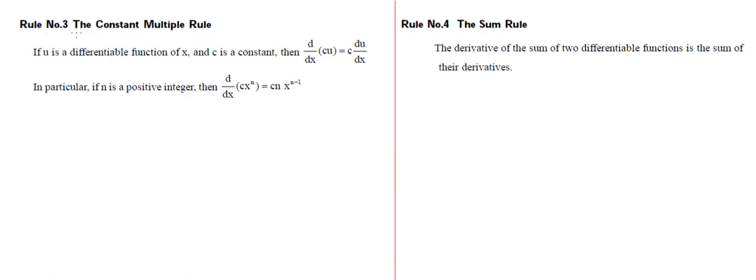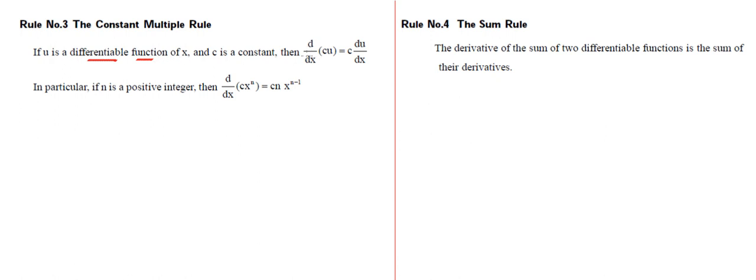Rule number 3, it says the constant multiple rule. So let's say u is a differentiable function. What does that mean? That means u can be differentiated. There are certain conditions for a function to be differentiable, and those conditions you will be learning in detail in the mathematics part. In physics we will mostly be finding those functions which are differentiable in nature. So u is a differentiable function of x and c is a constant.